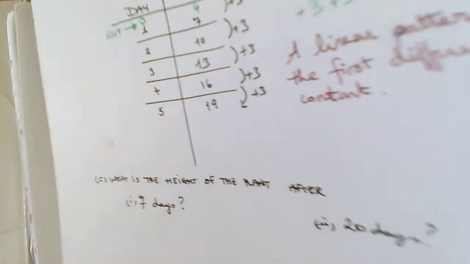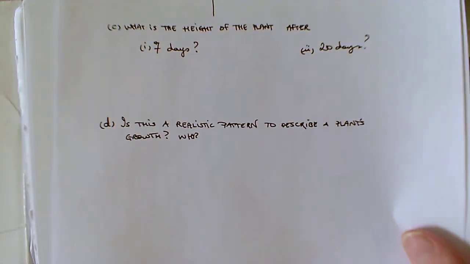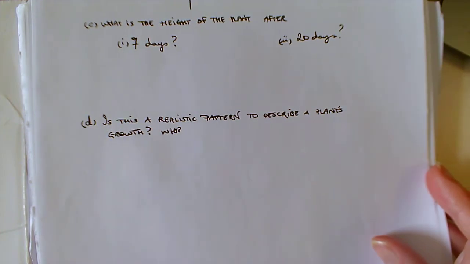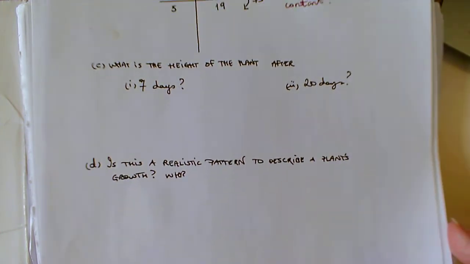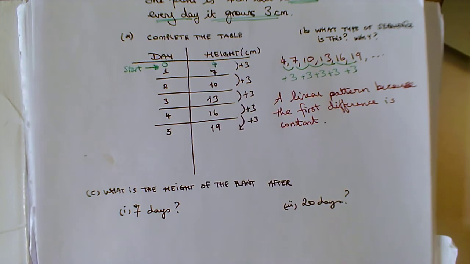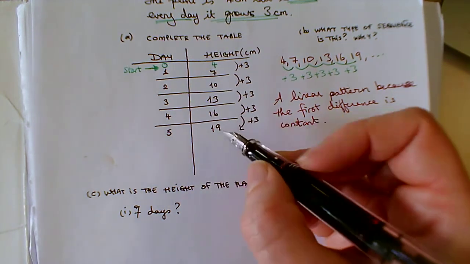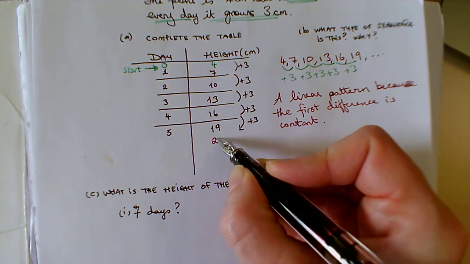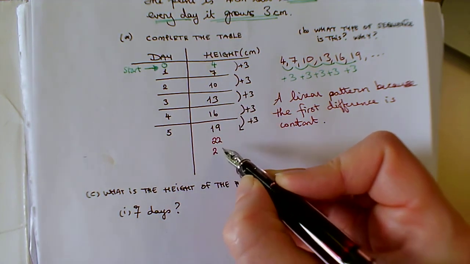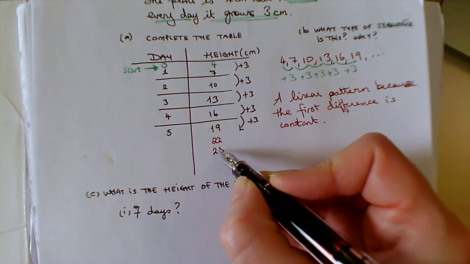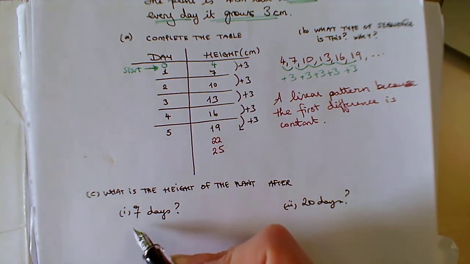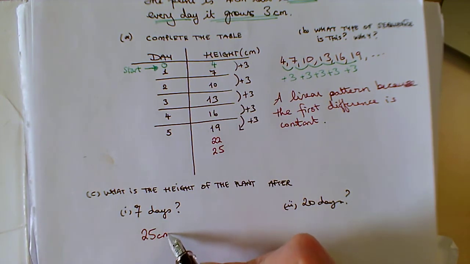Now, part C. So you might have to pause the video to take this down into your copies first. The question is, what is the height of the plant after 7 days and after 20 days? So we can see that the pattern should be continuing the way it has been. And we've gone as far as 5 here. So another 2, I'd get plus 3, 22. Plus 3, 25. Sorry, I had to think about it for a day. Or not for a day, for a second. So after 7 days, it should be 25 centimeters.